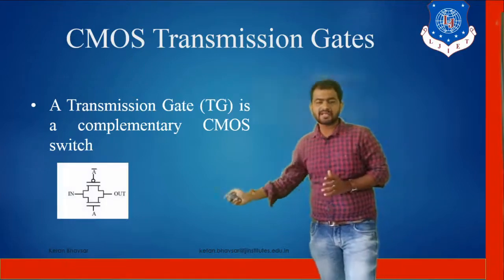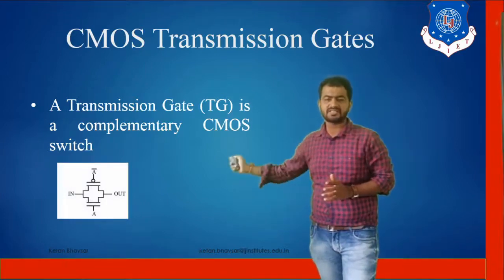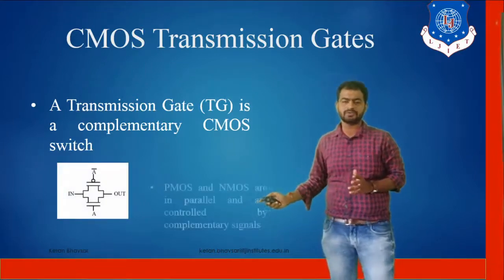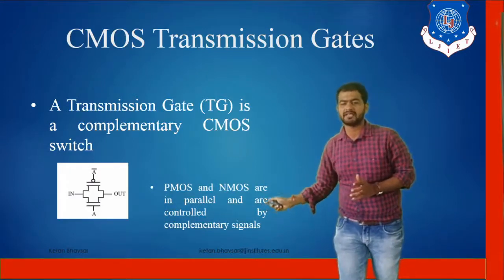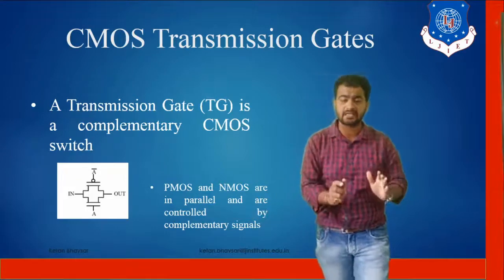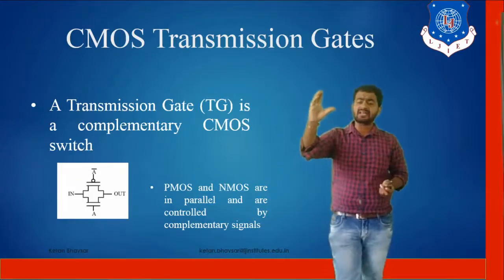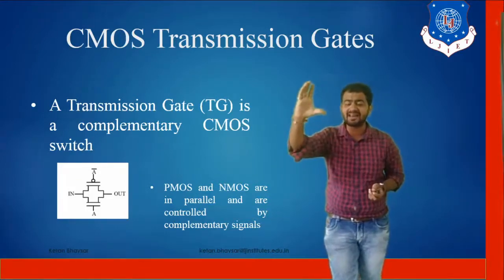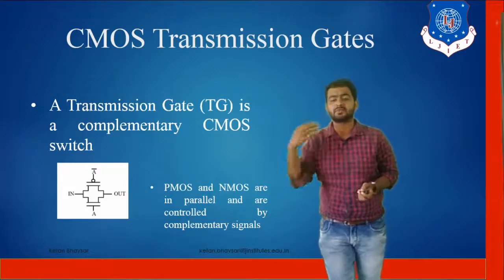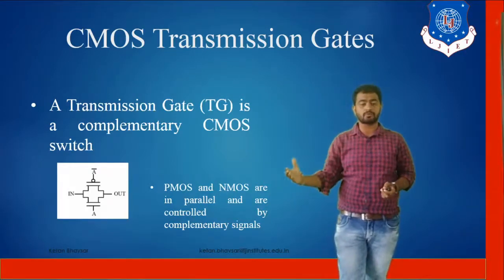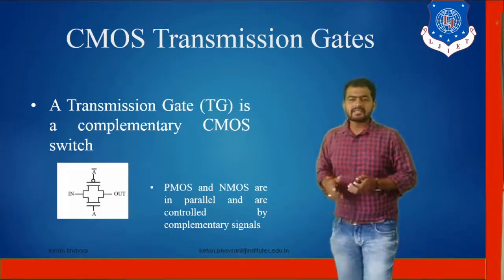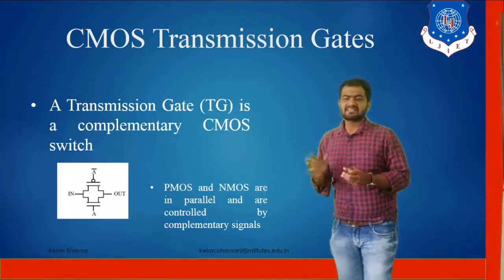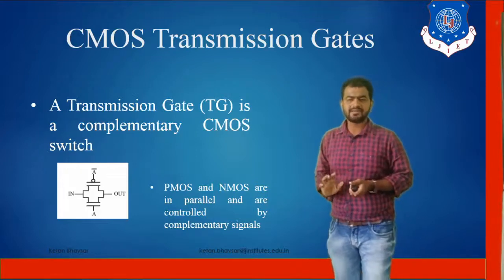Then the symbol, as you can see, looks like A and A bar as a switch configuration, input and output. Now PMOS and NMOS are connected in parallel and are controlled by complementary signals. So as you can see, in CMOS designing, we connect PMOS and NMOS in series, and after that we apply some switching configuration and see the variation on the output side. So as you can see, it is totally opposite operation as compared to CMOS, right?